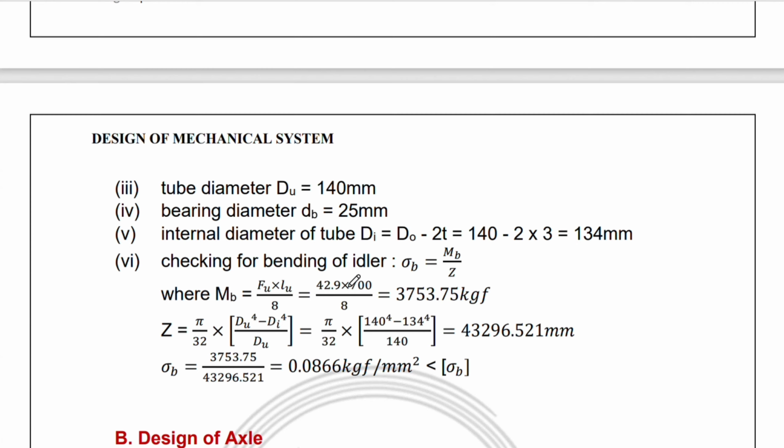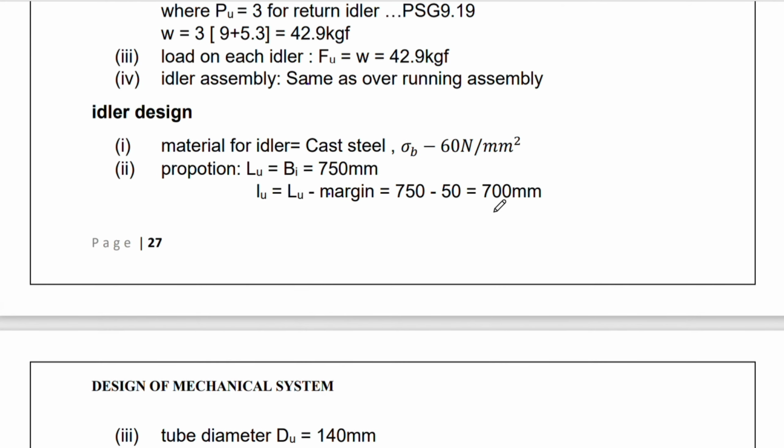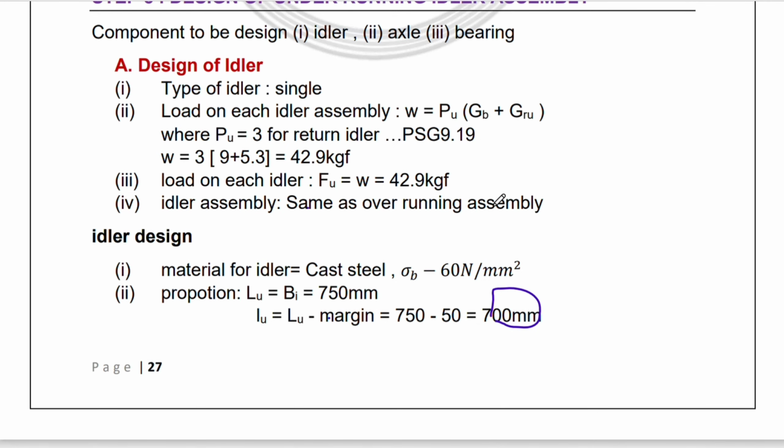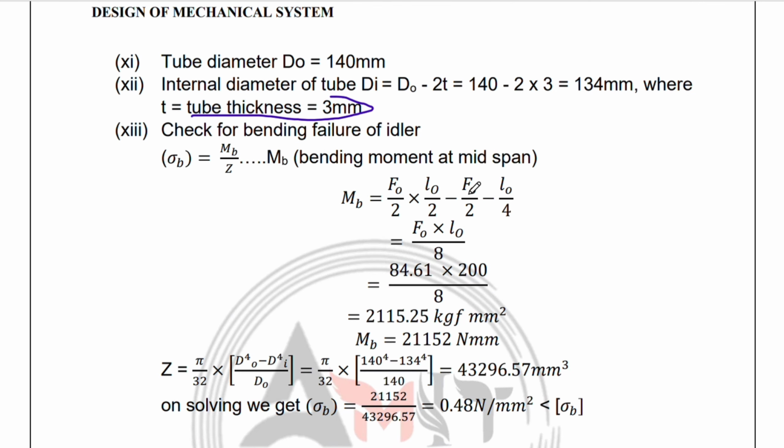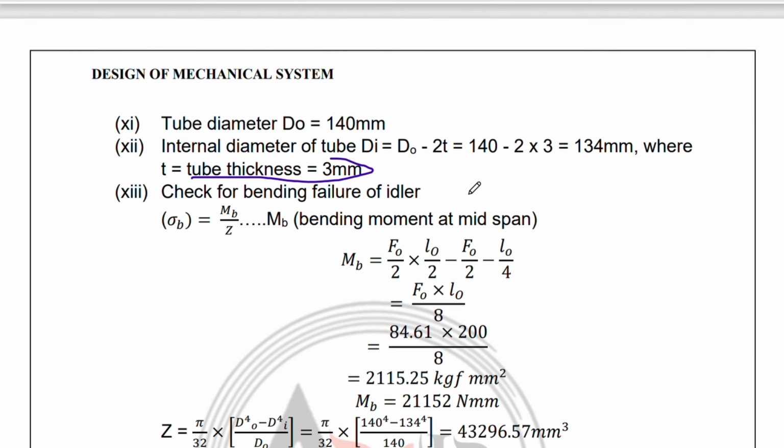Checking for bending of idler. The formula is sigma b is equal to moment at B upon Z. So what will be the moment at B? Moment at B will be Fu into Lu upon 8. This small Lu is 700 mm, and Fu is 42.9 kgf. Don't take Fu of the previous step. Here we have a new Fu value in this step.